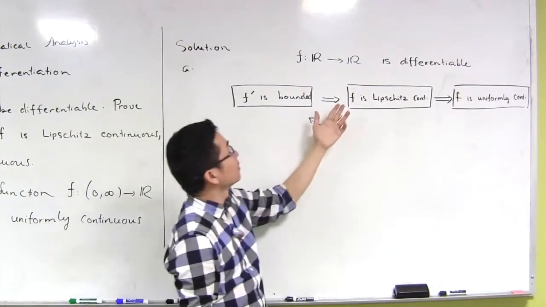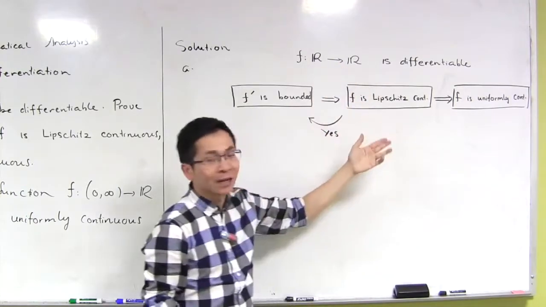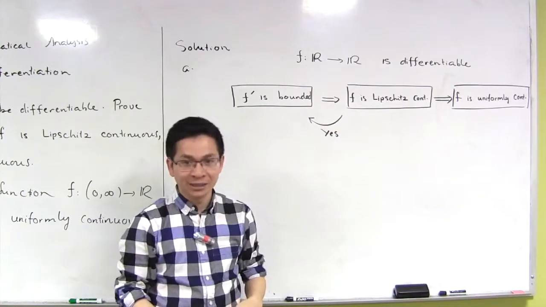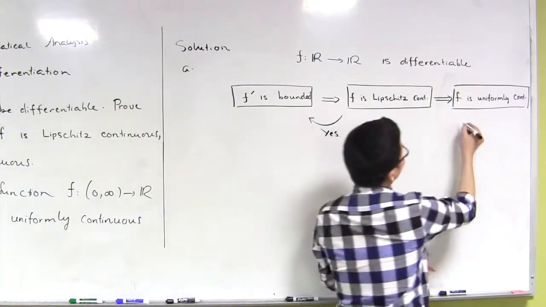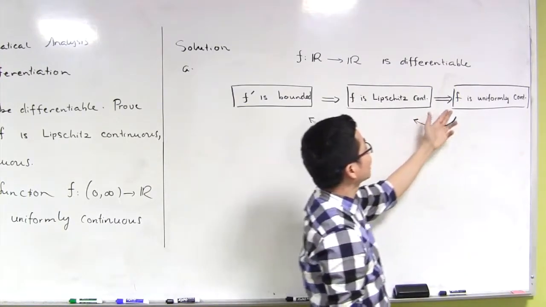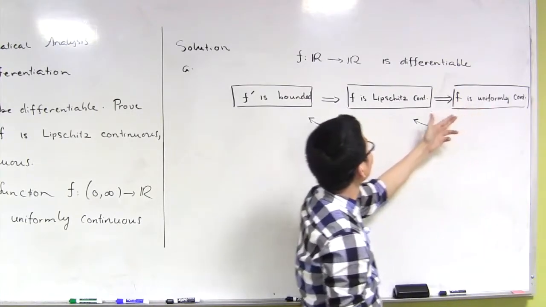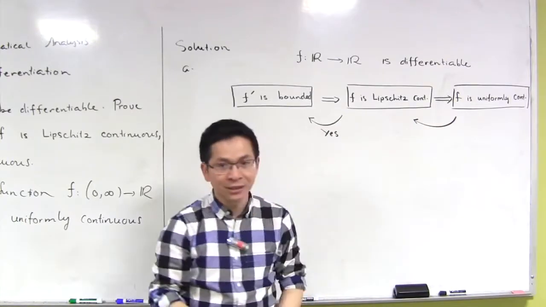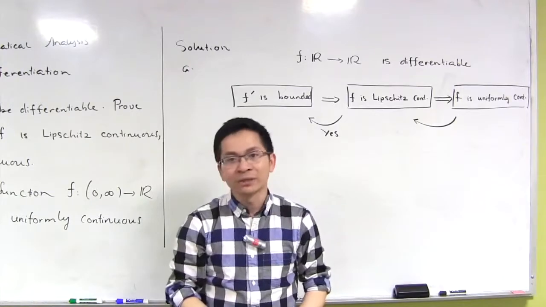That means you can show that for a differentiable function from R to R, if f is Lipschitz continuous, then the derivative of the function is bounded. However, this is not true in general. We can find some function from R to R which is uniformly continuous, but the derivative of the function is not bounded. And we are going to work on that in the second part of the problem.